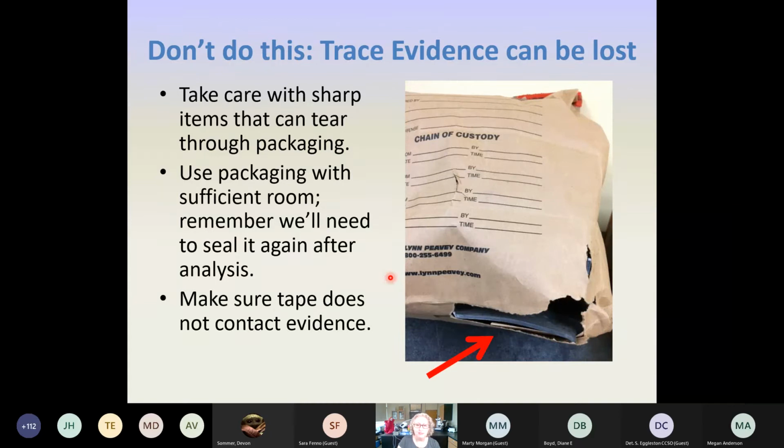We do sometimes receive really poorly packaged trace evidence. You can see this gaping hole here. And depending on what the request is, that sometimes means that we just reject it because there's just too many chances for contamination both in and loss out.